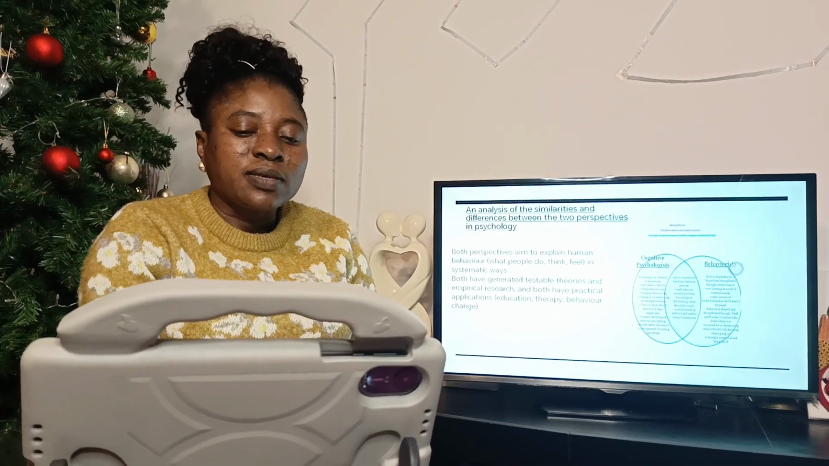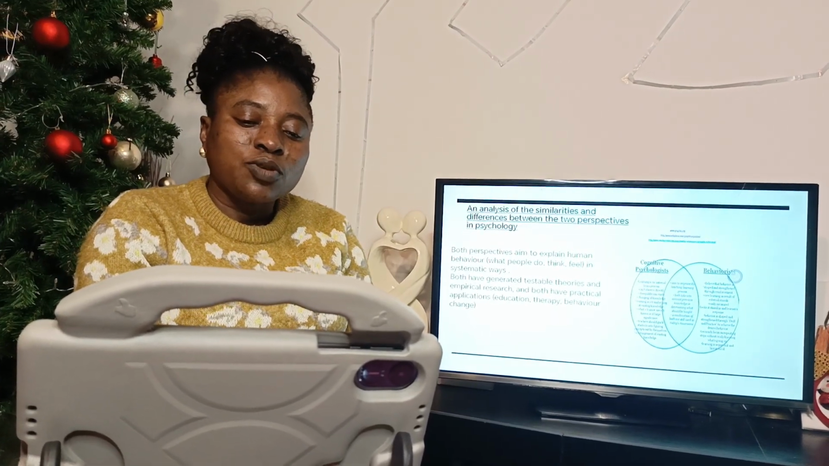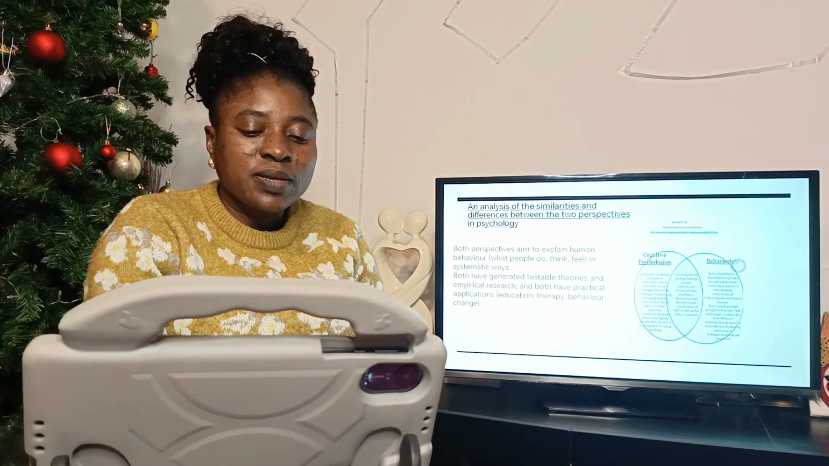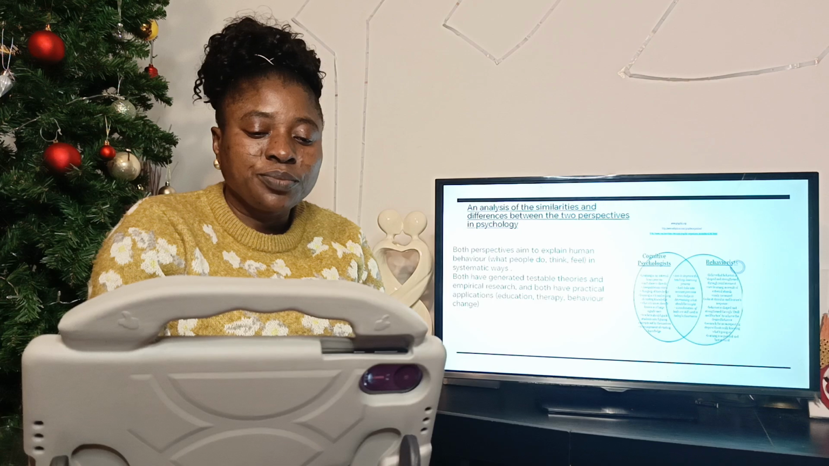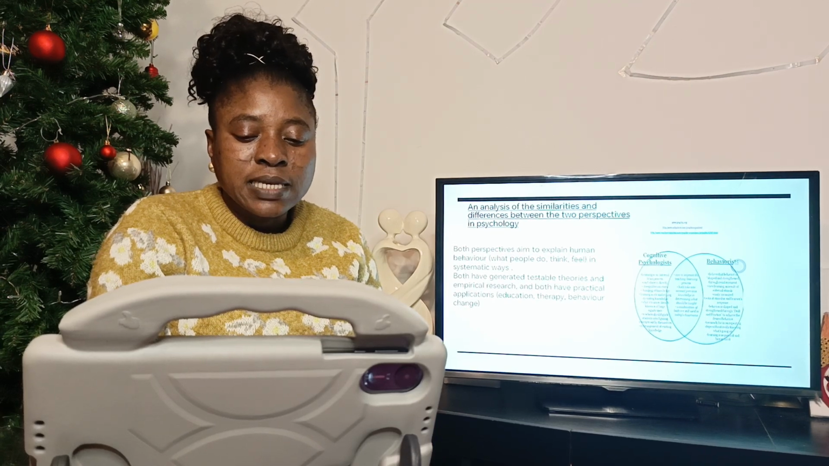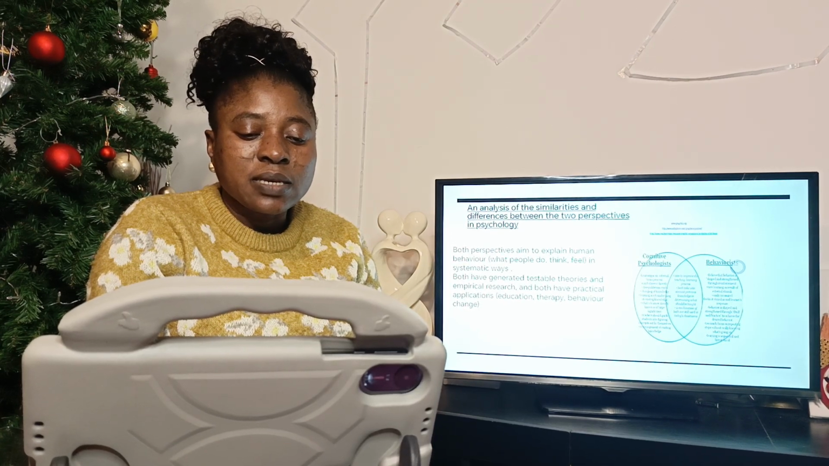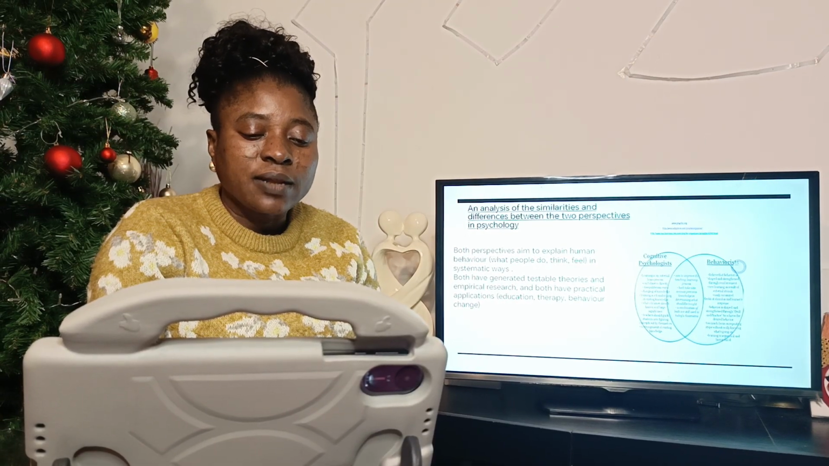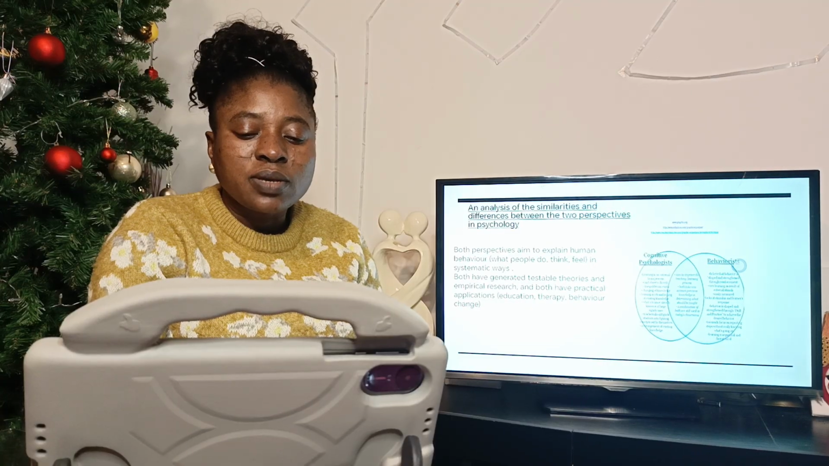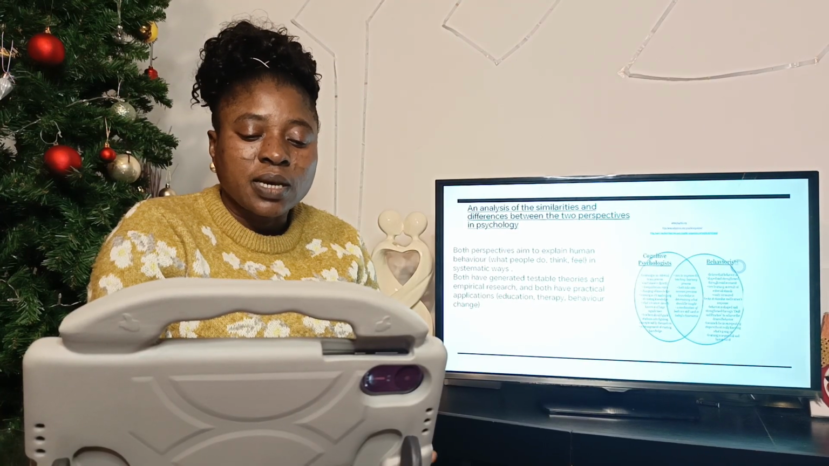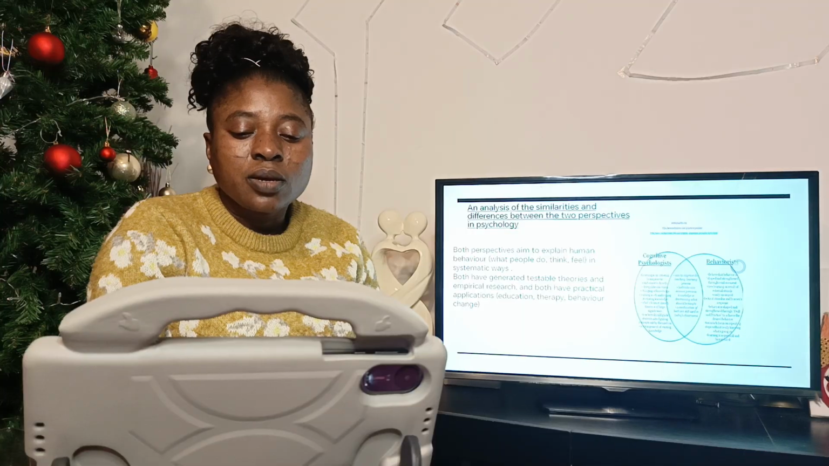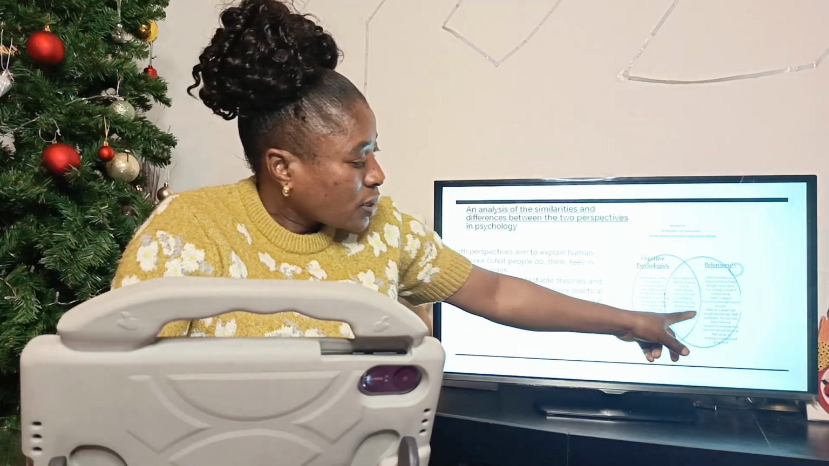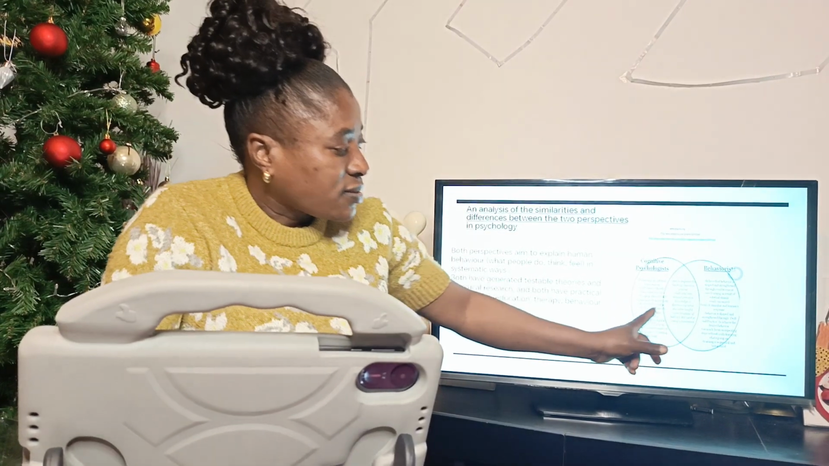An analysis of the similarities and differences between the two perspectives in psychology. Both perspectives aim to explain human behavior, what people do, think, and feel, in systematic ways. Both have generated testable theories and empirical research, and both have practical applications: education, therapy, behavior change. The Venn diagram indicates the differences and the similarities.